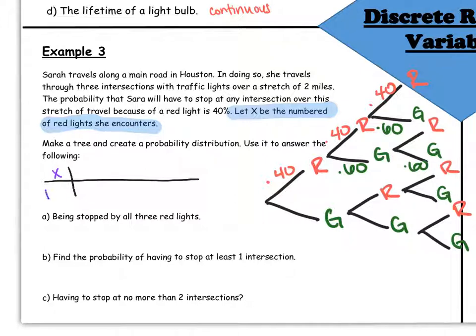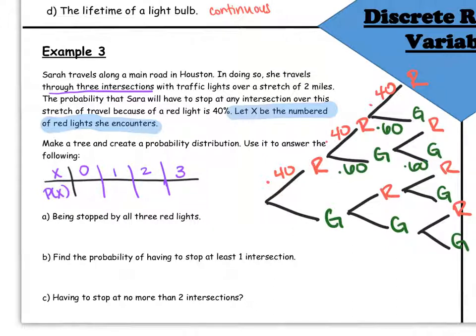You have an X and you have a probability of X. So for these problems, you're doing 3 events each time, because how many intersections did you go through? She went through 3 intersections. So that's 1, that's 2, and that's 3.